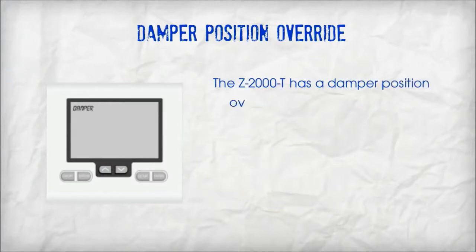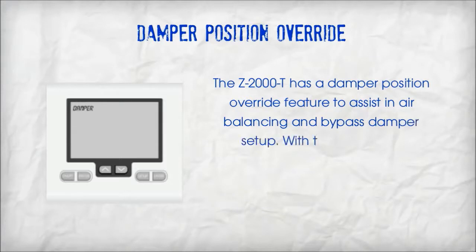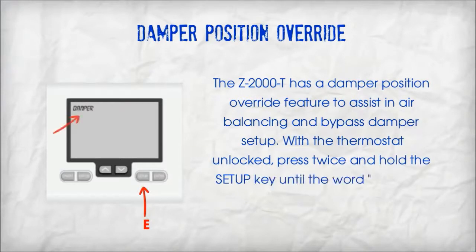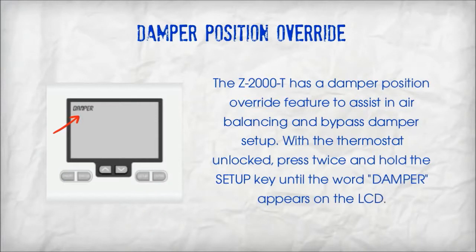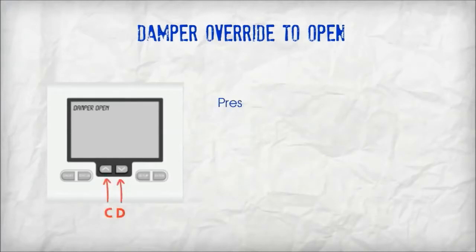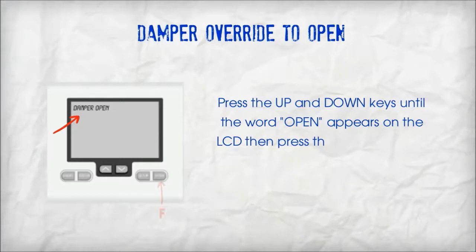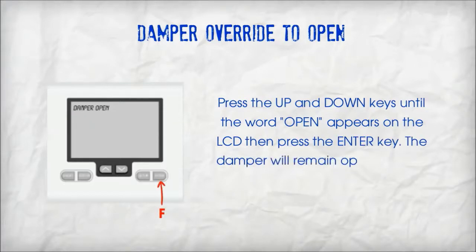The Z-2000-T has a damper position override feature to assist in air balancing and bypass damper setup. With the thermostat unlocked, press twice and hold the setup key until the word damper appears on the LCD. Override to open, press the up and down keys until the word Open appears on the LCD, then press the Enter key. The damper will remain open until the override is cancelled.